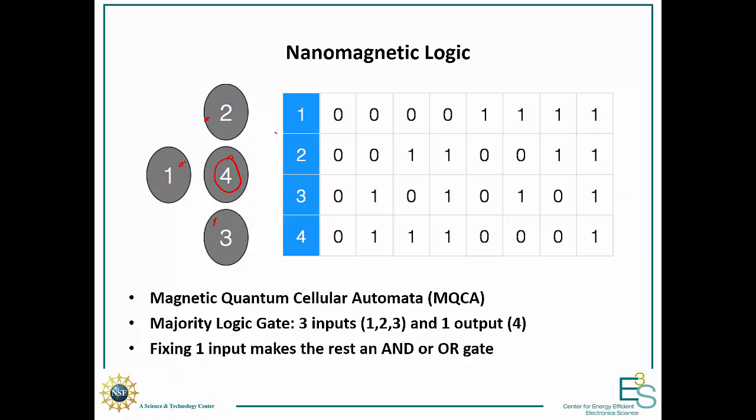And notice that if I fix one of the inputs, say input 1, I can divide this table up into 2 sections, and each of these smaller sections is actually an AND or OR gate. And we know that if we have an AND or OR gate and the ability to invert, that is, have the NOT gate, then we can have a complete Boolean logic solution.